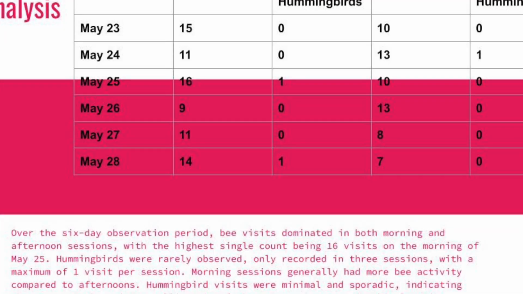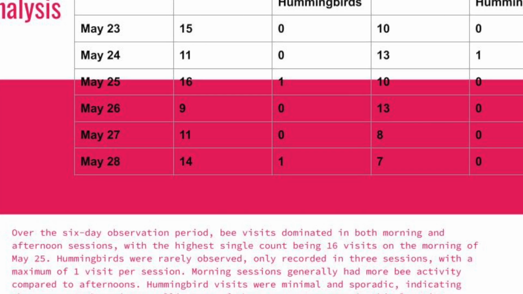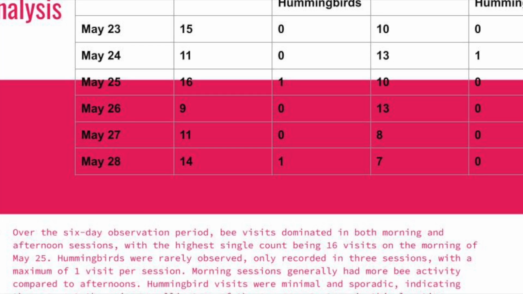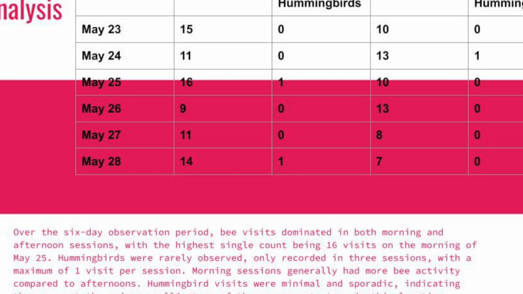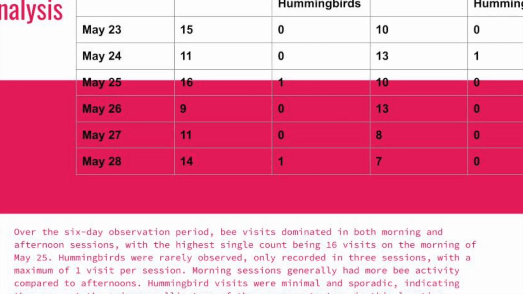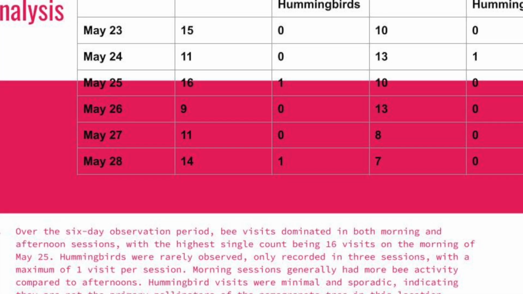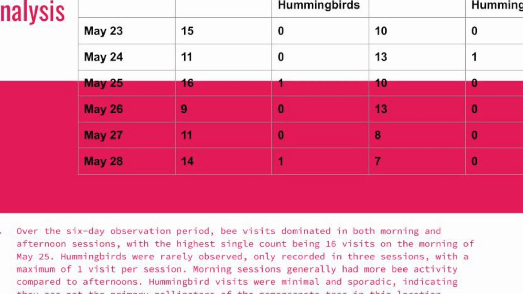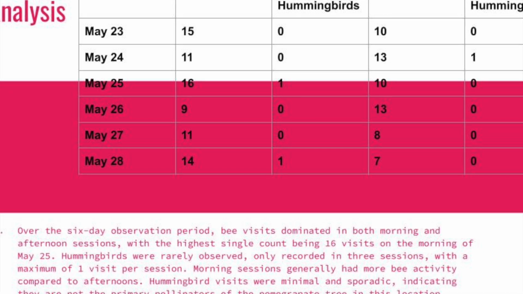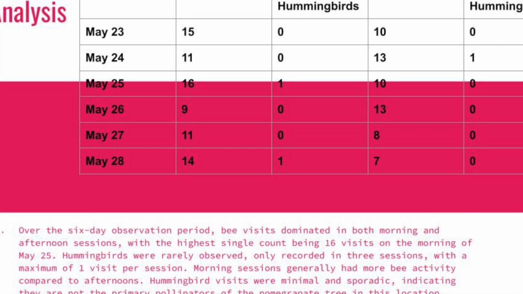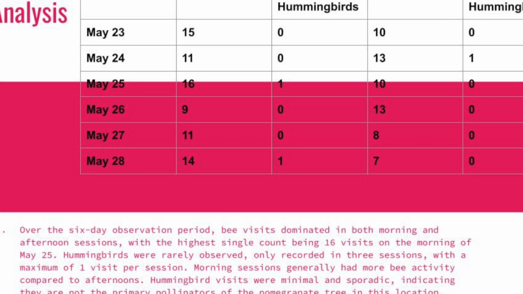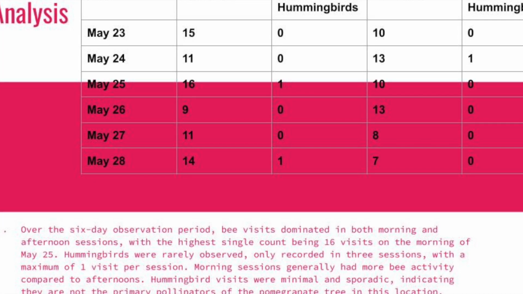So now I'll begin to look at my findings. I started this project or experiment on May 23rd, looking in the AM and the PM. I won't go over each individual detail or each individual number that we did see, but as you can see, there was a trend of definitely seeing more bees than hummingbirds. Over the period, bees clearly dominated. The highest count that I did see was 16 visits.